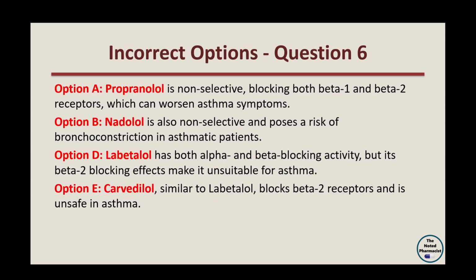Here is the explanation for incorrect options. Option A, propranolol is non-selective, blocking both beta-1 and beta-2 receptors, which can worsen asthma symptoms. Option B, nadolol is also non-selective and poses a risk of bronchoconstriction in asthmatic patients. Option D, labetalol has both alpha and beta blocking activity, but its beta-2 blocking effects make it unsuitable for asthma. Option E, carvedilol, similar to labetalol, blocks beta-2 receptors and is unsafe in asthma.